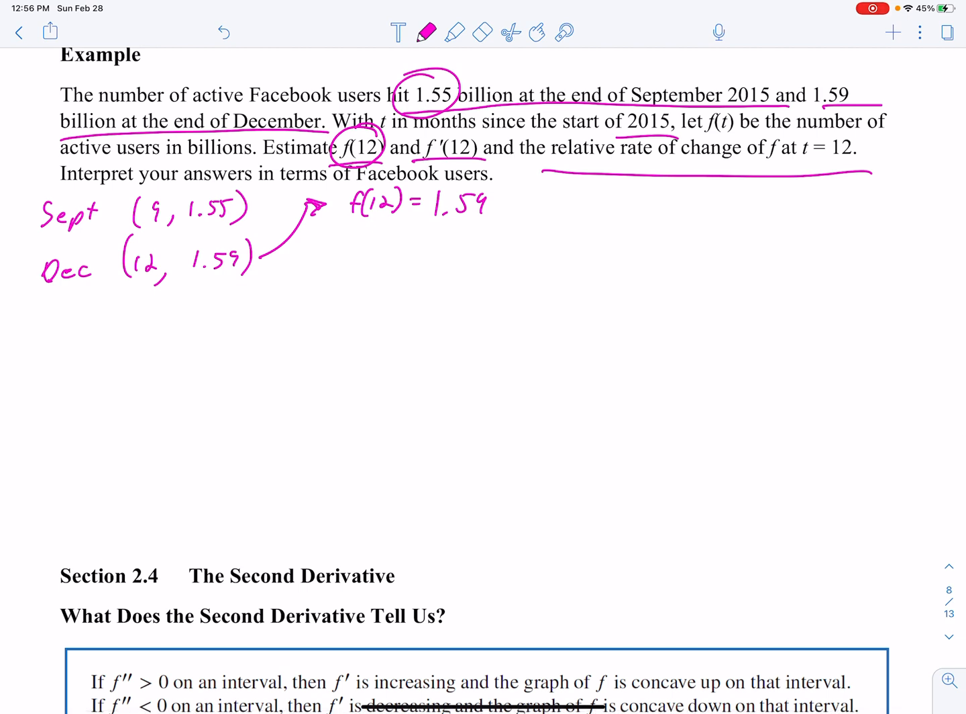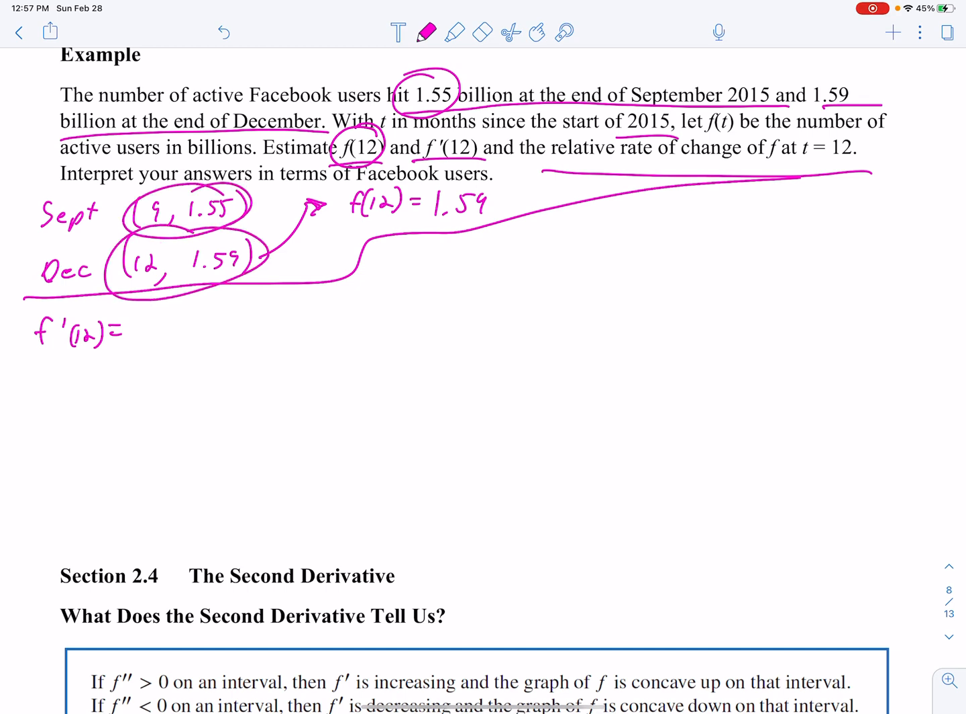There's f of 12. Now f prime of 12, so let's do this calculation here. f prime of 12 equals, we're going to use the slope formula again, using these two coordinate points. So we do 1.59 minus 1.55 over 12 minus 9. Punch that into a calculator, again, use parentheses appropriately. And if I did my calculations correctly, it should be 0.013 billion.